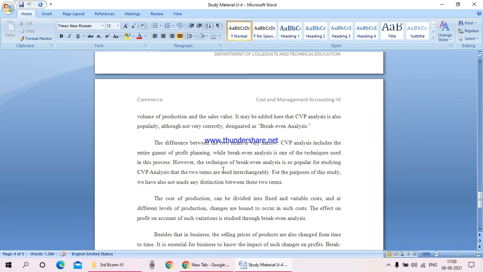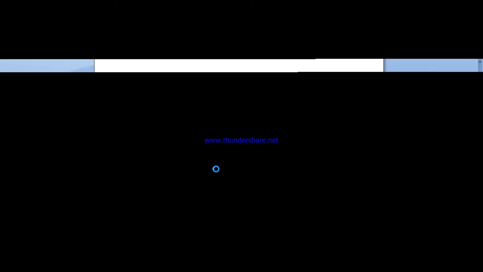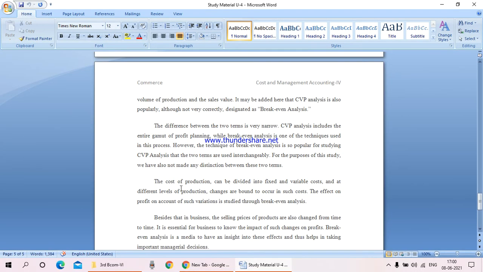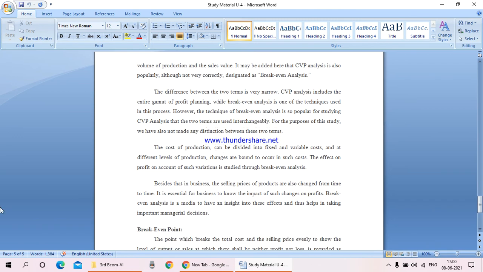So in total, we can say that we have not made any difference between cost volume profit analysis and break-even analysis. The cost of production can be divided into fixed and variable cost, and at different levels of production, changes are bound to occur in such cost. The effect on profit on account of such variation is studied through the break-even analysis.